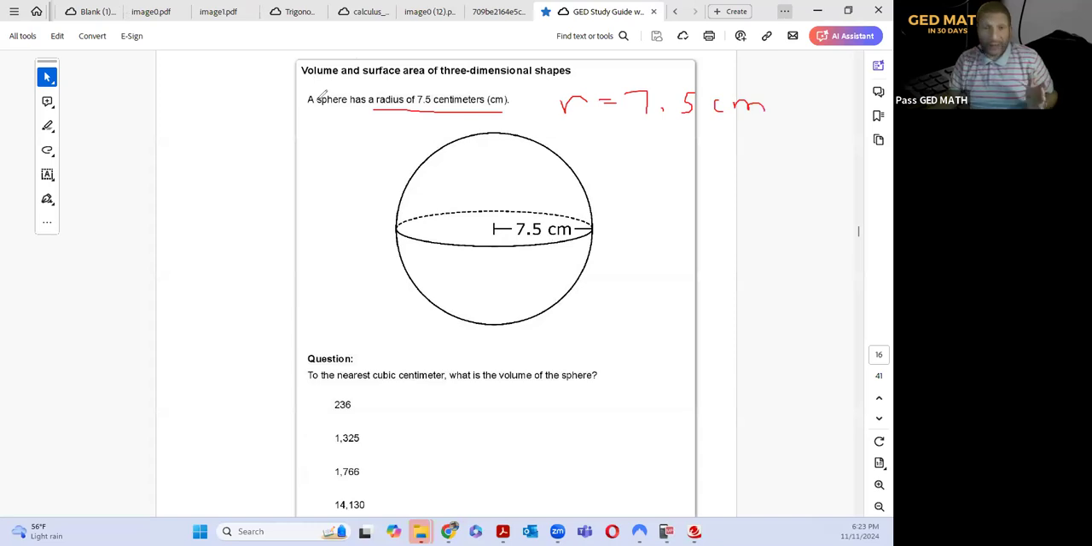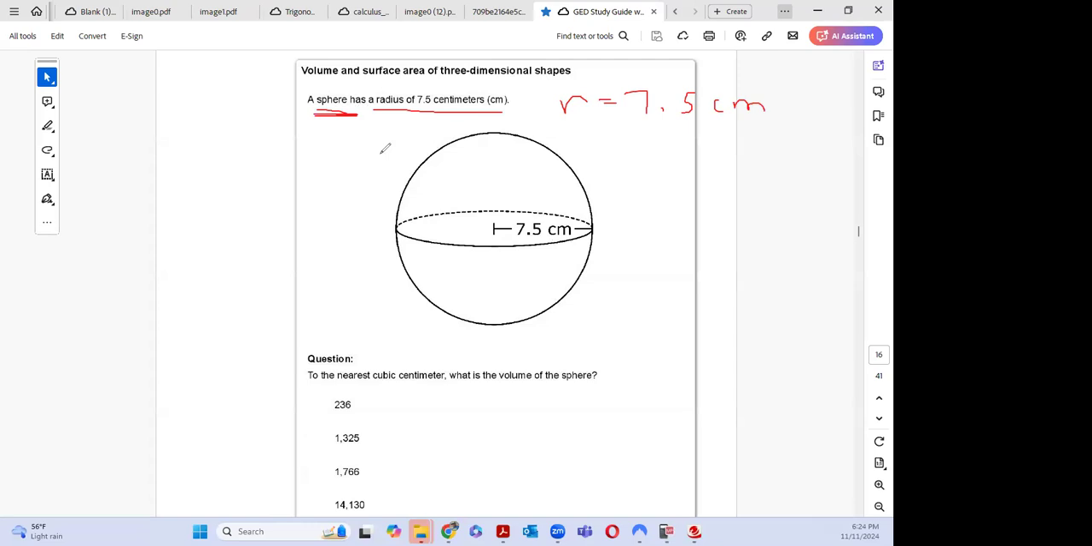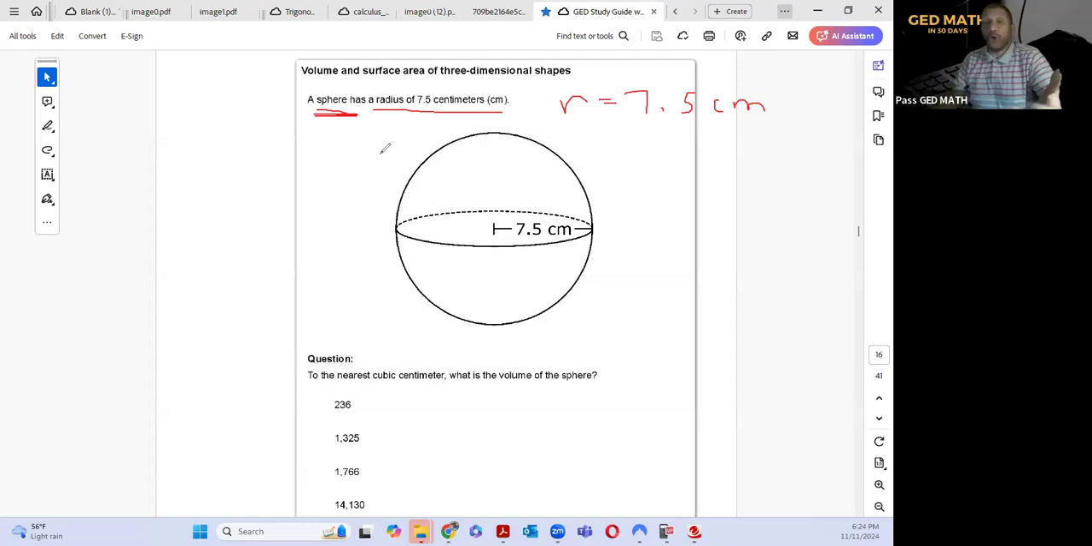But what they also gave us was very important: the shape. So we're going to go to our formula sheet, but what they also gave us is what they want to know. So identify the shape, which is a sphere. Identify what they gave us, the radius is 7.5, and identify what they want to know, the volume of a sphere. So we're going to go to our formula sheet.